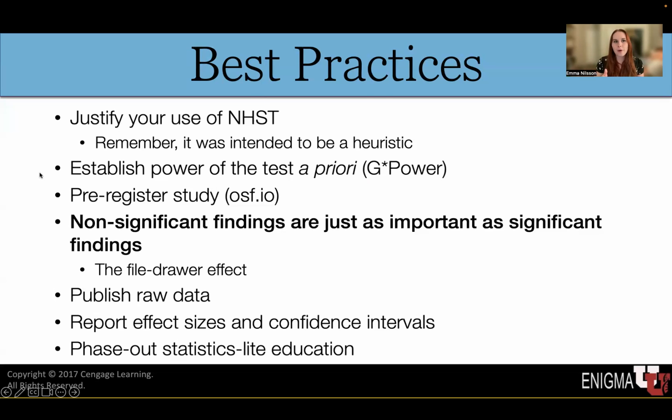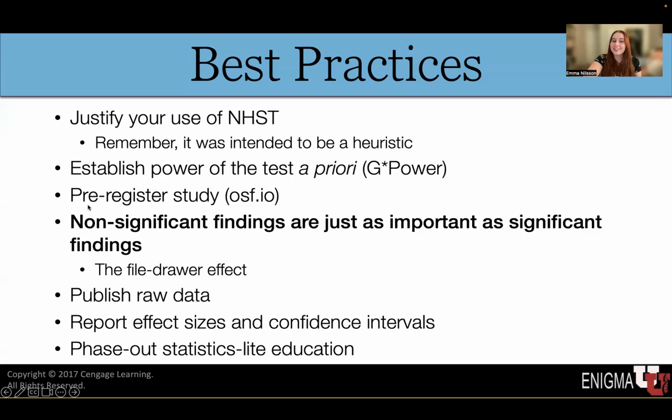The next thing we need to do when we've decided that we want to use this investigatively is establish the power and the alpha of our test a priori, which means before we start collecting data, before we start setting up the experiment, things like that. Another thing we can do is pre-register our study to a site like osf.io, which is just somewhere where you can put your research plan, your analytical methods, things like that, where other researchers can comment on your ideas and give you some feedback. It holds you accountable, things like that.